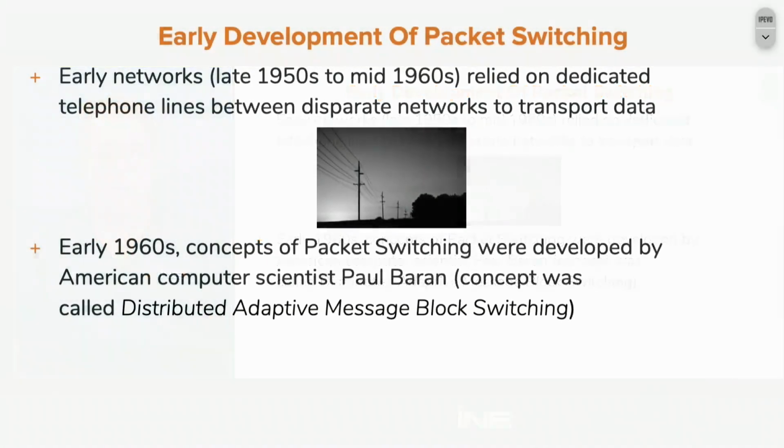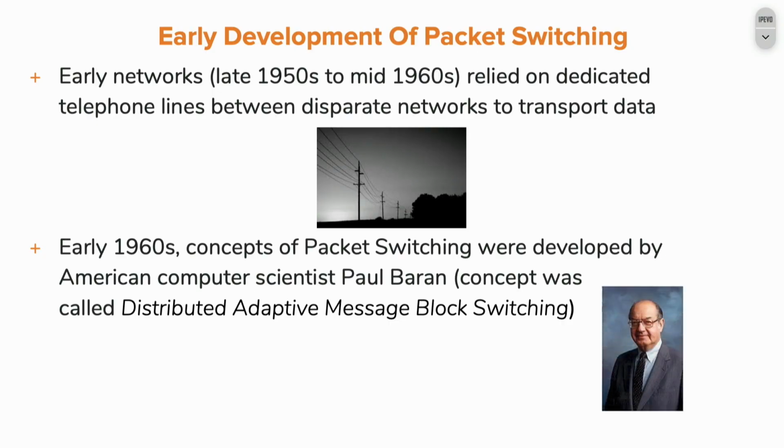As we can see here, in the early 1960s, this concept of packet switching was developed by an American computer scientist called Paul Baran. What he called it back then was not packet switching, but something called distributed adaptive message block switching. You'll never need to know that. You'll never be quizzed or tested on that in any exam, but this is just showing how IP came to be in the first place.